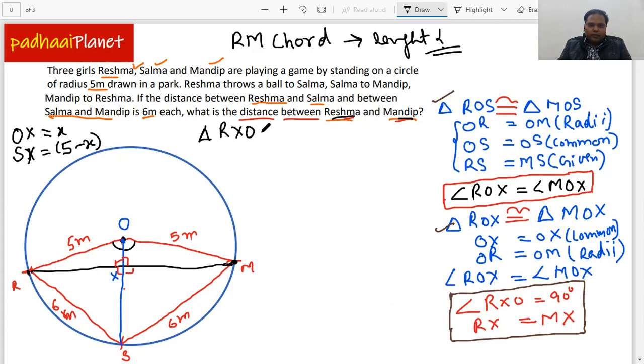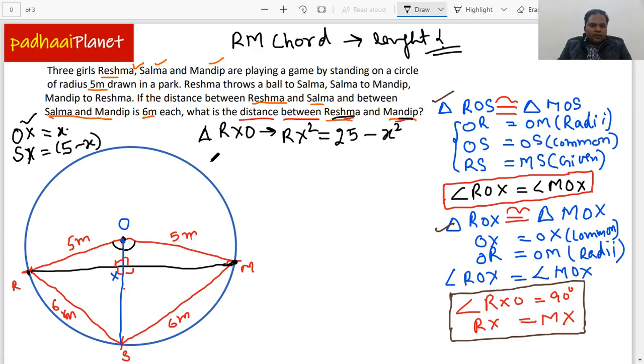So with the help of Pythagoras in this triangle, we can say that RX square is equal to, that's the height, square of the hypotenuse, that becomes 25, minus OX square, right? And OX, we just assume that it is x, so small x square. So we'll write it as x square.